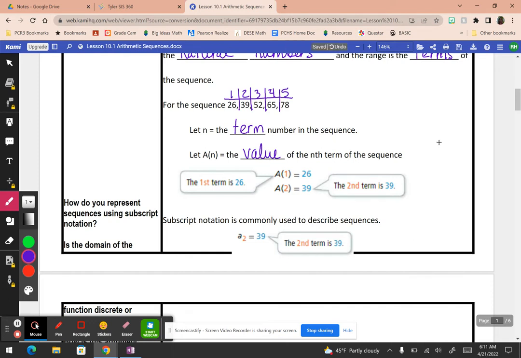So like we say here, a sub 1 is the first term, right? That 1 means the first term, and that first term's value is 26. So if I go back up here, term 1 is 26. A sub 2 means the second term, so this 2 is the second term, and the actual value of that term is 39. Okay?